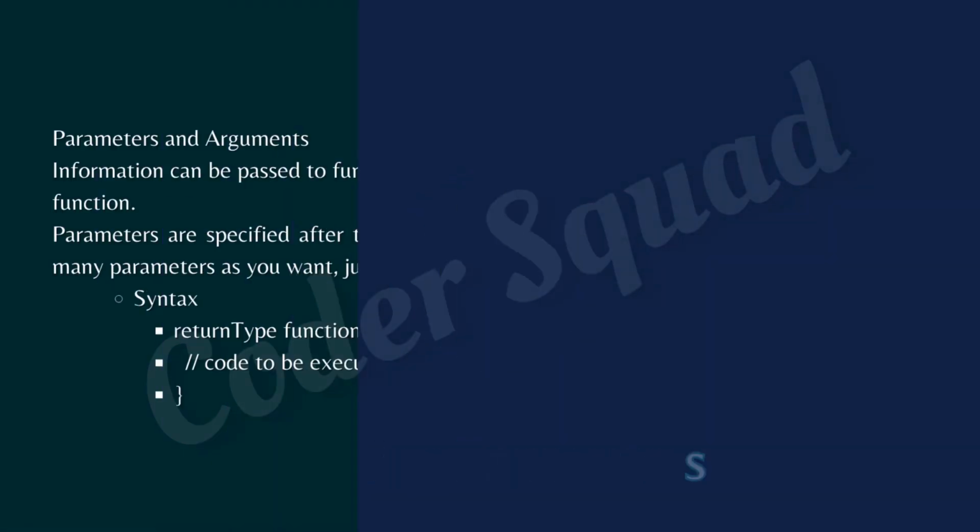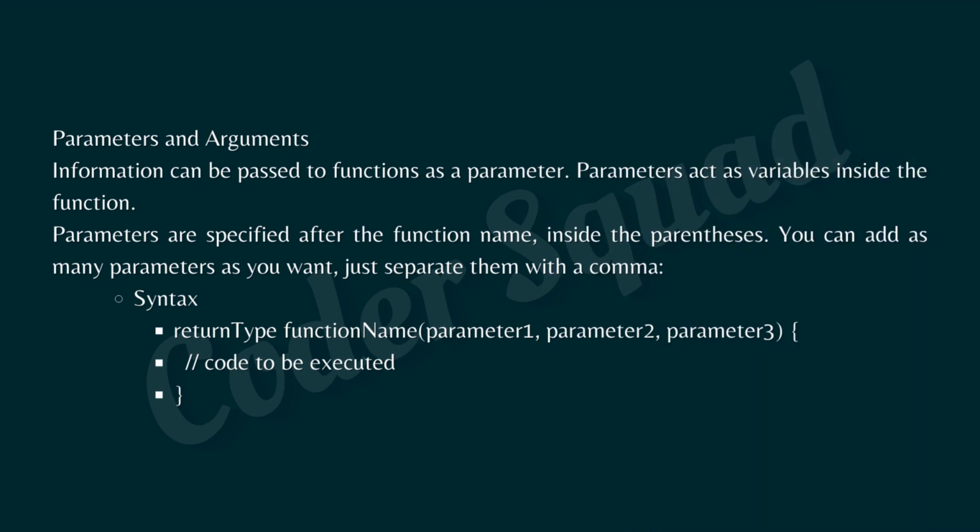Parameters are variables used to pass data to functions. They allow functions to operate on different sets of data without hard-coding values within the function body.